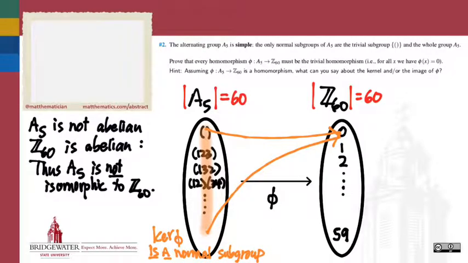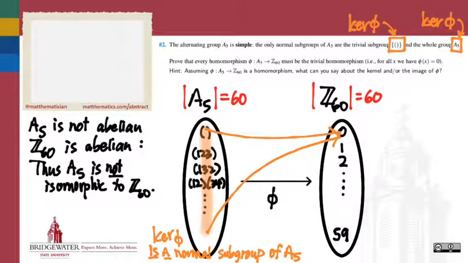So, given that the kernel of phi is a normal subgroup of A5, what does that mean about the kernel of phi in this problem? It's either all of A5 or it's trivial. Right, so that's why I had to give you the information at the beginning of the problem that A5 is simple. Because it means there are only two possibilities for what the kernel can be. It can be the trivial subgroup, or it could be all of A5.